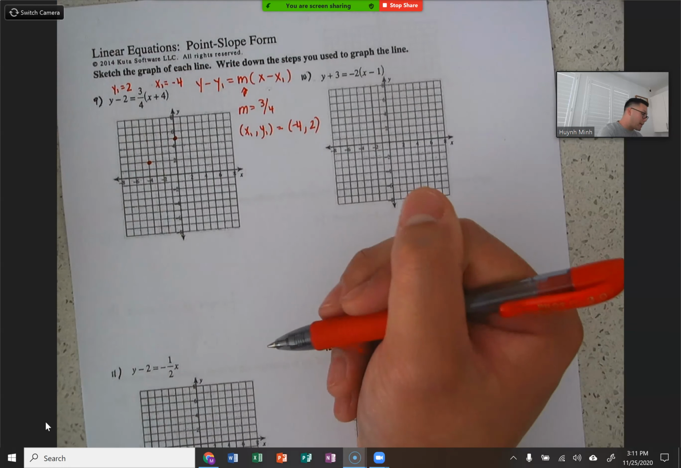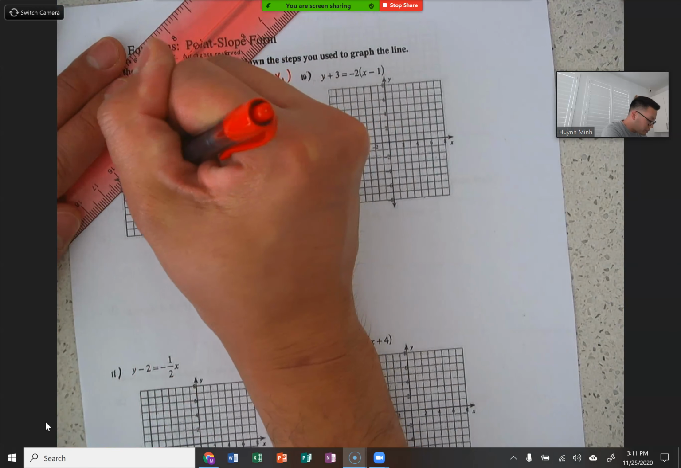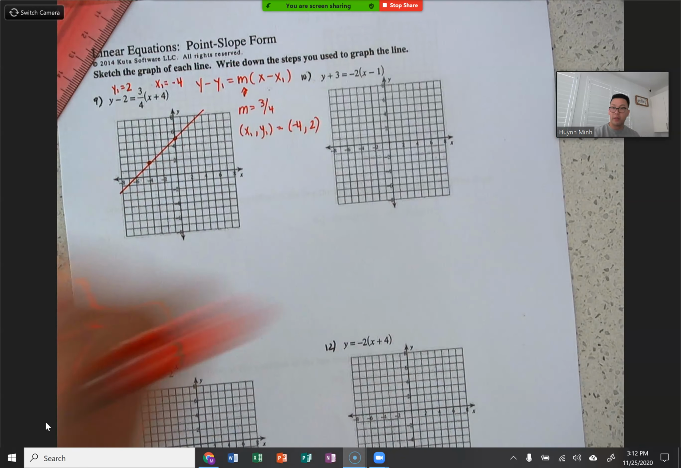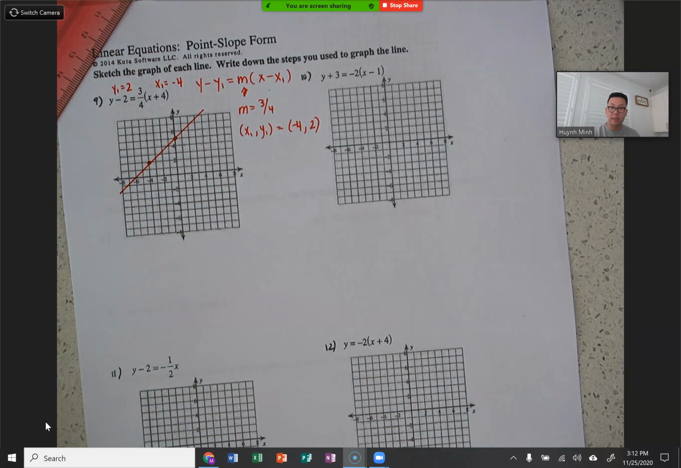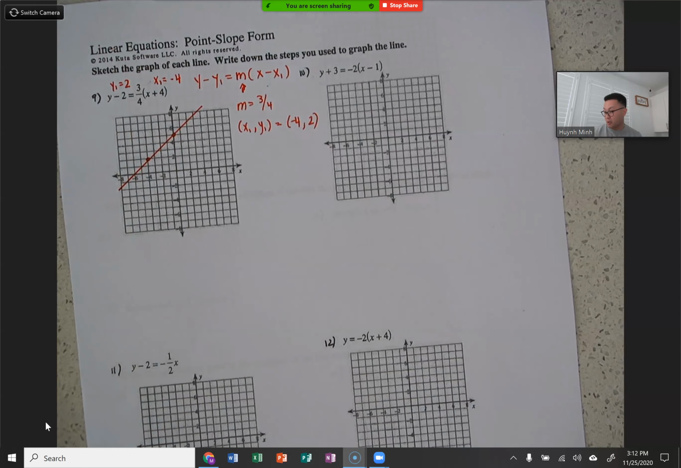And then I'm going to go ahead and connect those two right over here to create a line. So that's going to be in point-slope form. Now, you're going to be seeing some equations where you're like, you know what, I'm not really comfortable with point-slope form. Like, for example, 11, 12, you might be able to change it into another form. That's at your discretion. So if you feel comfortable with doing that, that is fine. Just make sure that you're producing the correct graph.